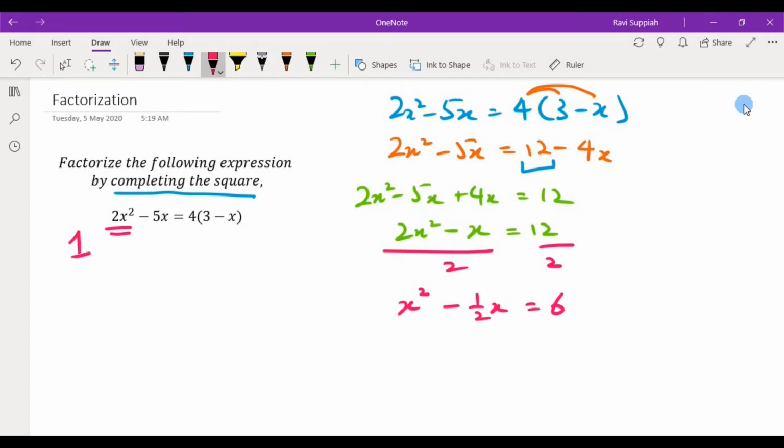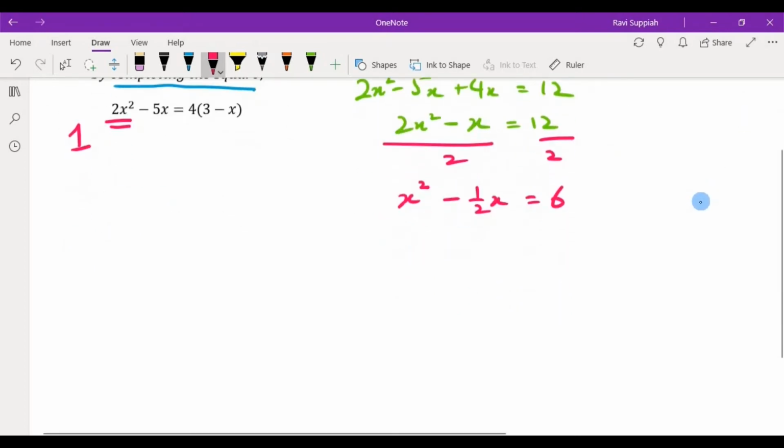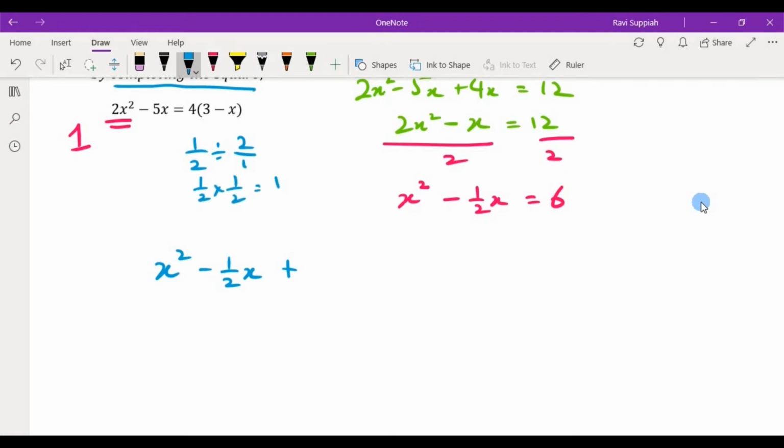All right, now the next step is basically doing the completing the square. Now to complete the square, what must I do? The x squared remains. Then I have minus half x, and what I need to do is add the coefficient of x divided by 2, squared. The coefficient of x is half, so half divided by 2 is the same as half times 1 over 2, which is 1 over 4. So the coefficient of x divided by 2 is negative 1 over 4, squared.